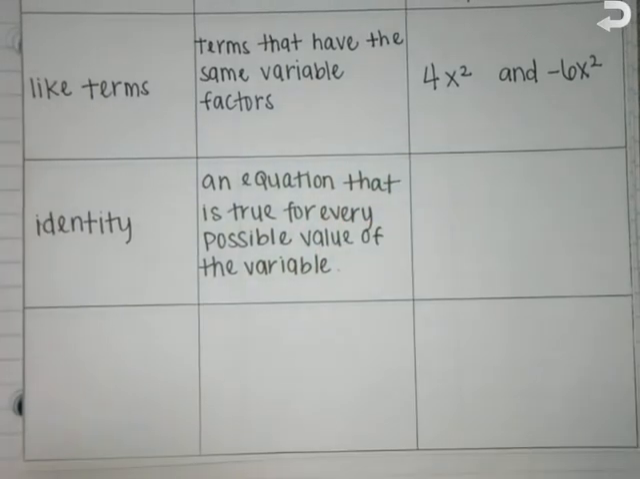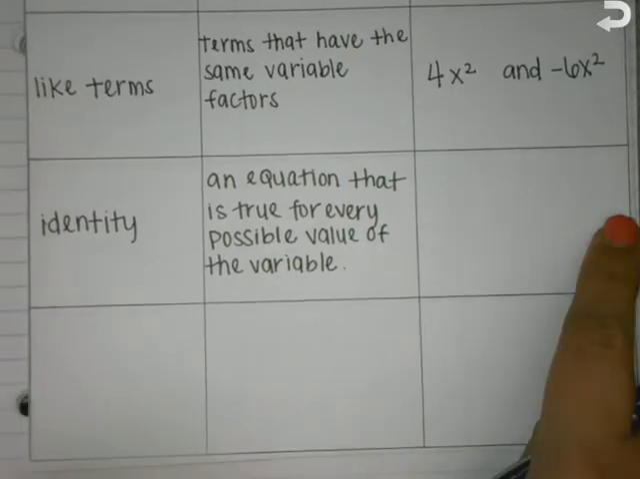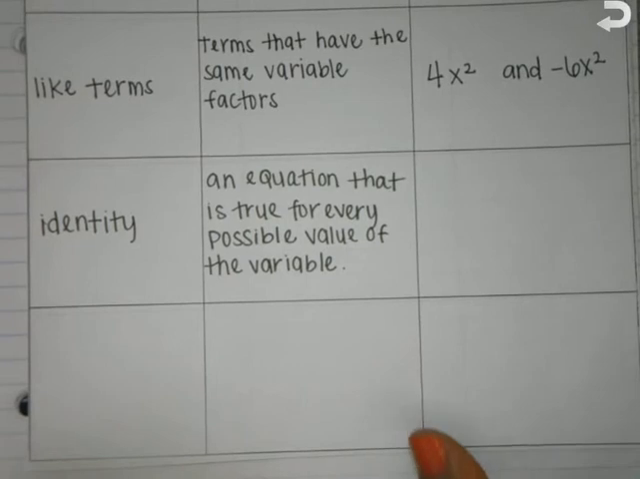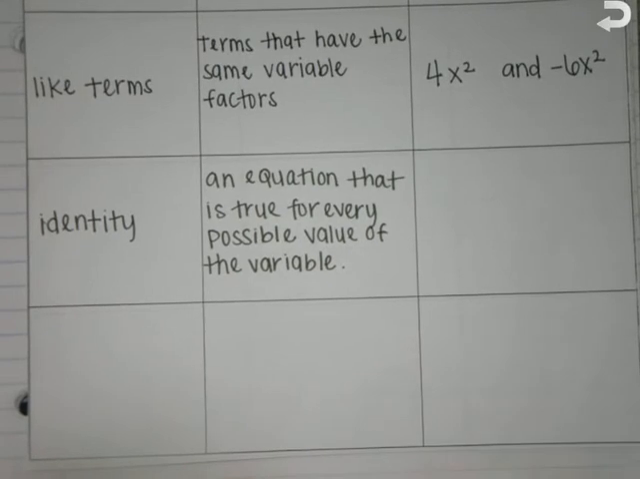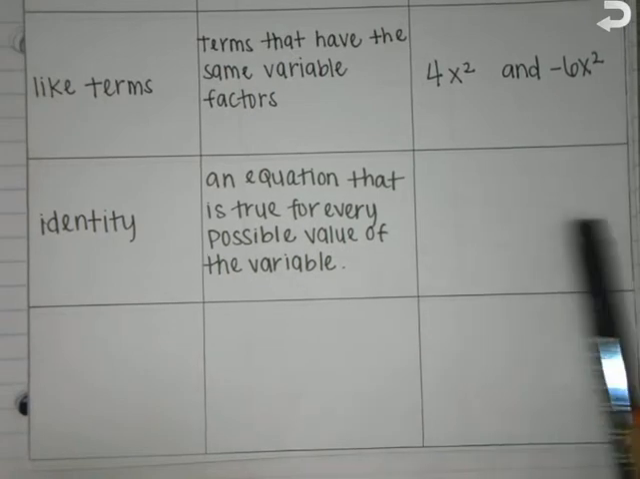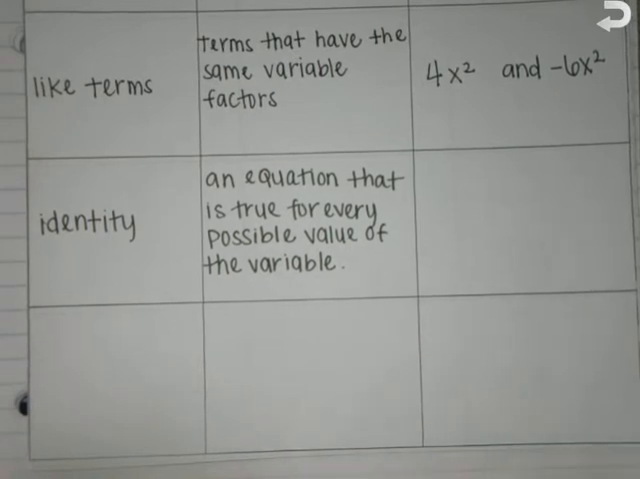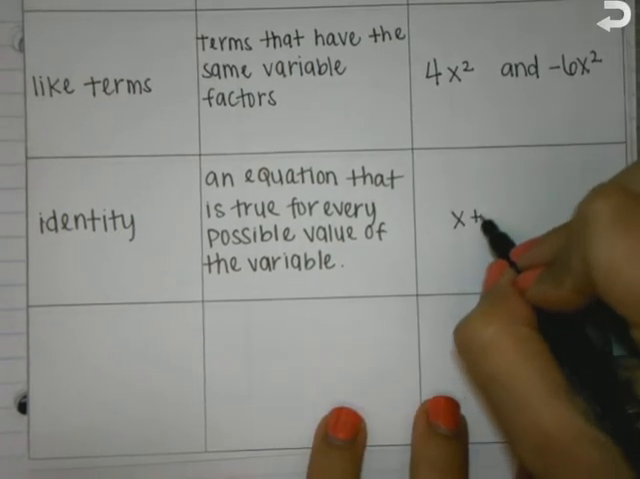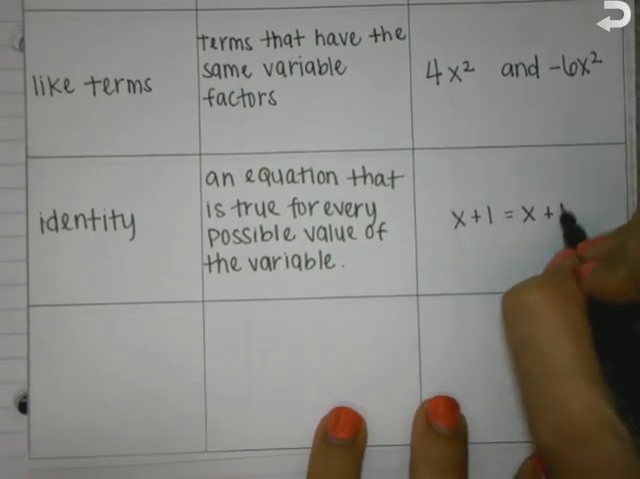Okay. I want you to come up with your own example. So the example that we just did was 10x plus 12 equals 10x plus 12. Give me another example that you come up with on your own for the last box, for an identity. So I'm going to use x plus 1 equals x plus 1. You can do whichever one you want. It doesn't matter.